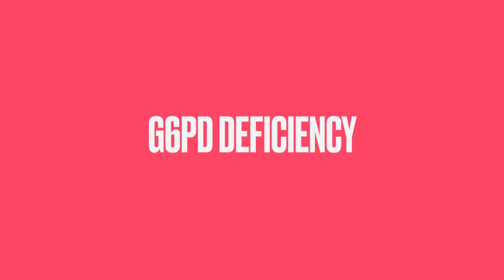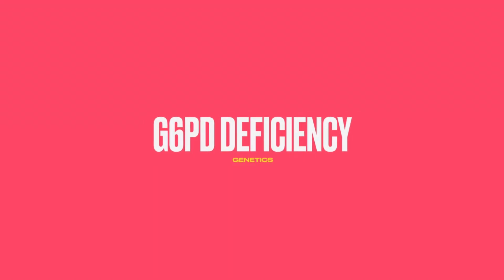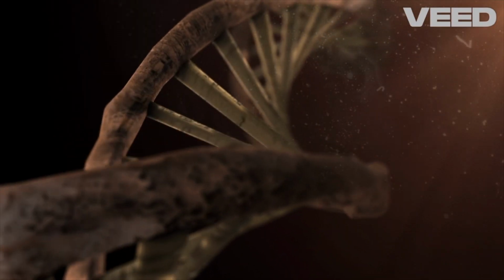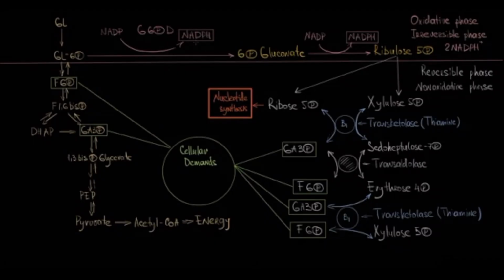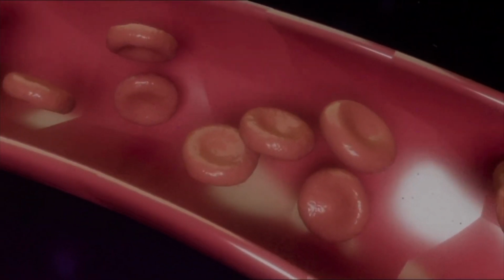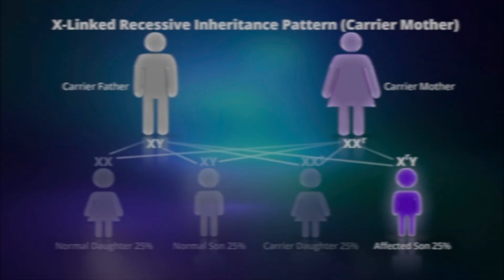G6PD deficiency, or glucose 6-phosphate dehydrogenase deficiency, is a genetic disorder impacting the G6PD enzyme, crucial for the pentose phosphate pathway. This pathway is vital for protecting red blood cells from oxidative damage by generating NADPH. Without sufficient G6PD, red blood cells can't combat oxidative stress effectively, leading to their premature destruction, known as hemolysis. Understanding this deficiency is key for healthcare providers to manage and treat affected patients effectively.